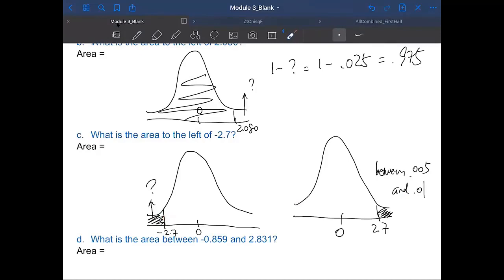Well, it should be the same on both ends, because it's a bell curve, because it's symmetric, right? Using the symmetry of the bell curve, we know what we are looking for here. It should be the same as what we have here. So the final answer is just going to be between 0.005 and 0.01. Is this part clear how I solve it?